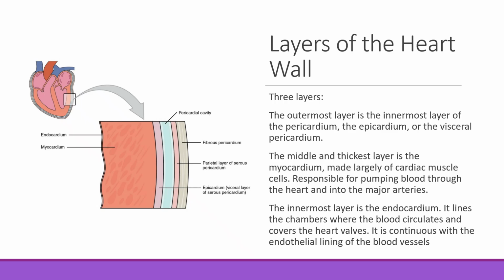The middle and the thickest layer, that's the red color there, is made of cardiac muscle cells that you learned about in Bio 210 as well, and that's your myocardium. Remember, MY means muscle, so that's the muscle layer. And then the black line that you see is a single layer of cells called the endocardium, and that is the lining of the chambers and covers the heart valves. It's going to become continuous with the vessels that we'll be learning about in the next chapter.